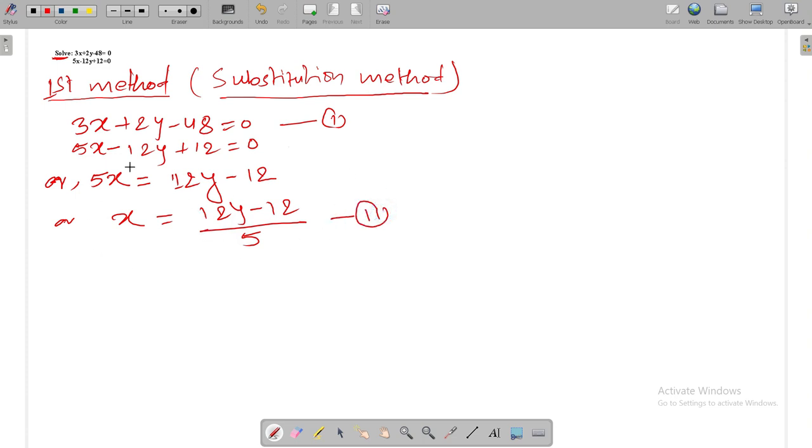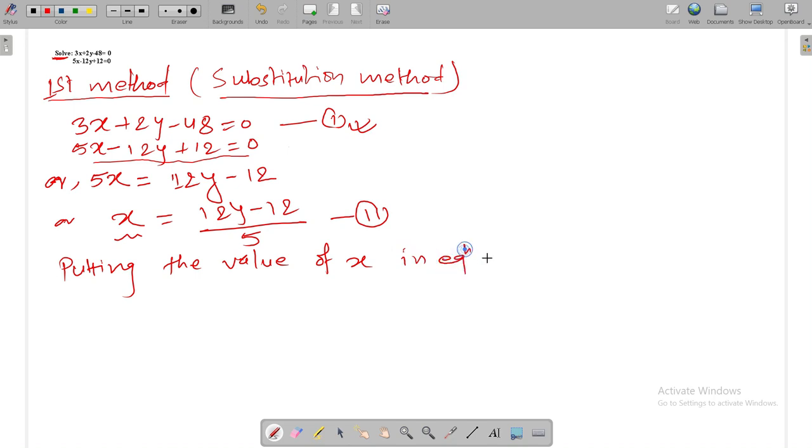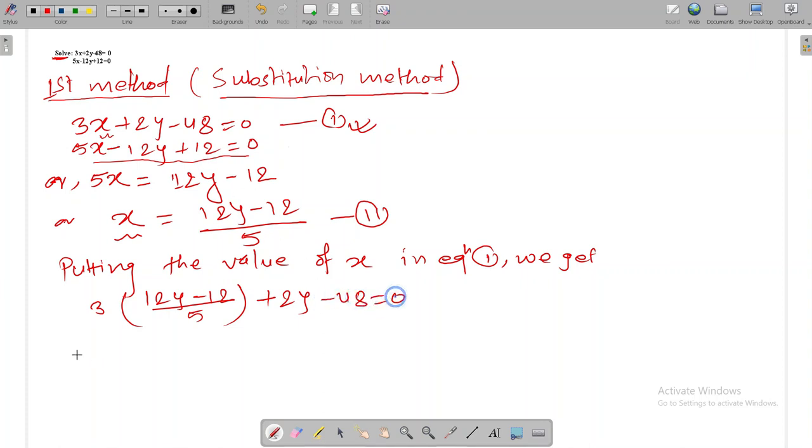We are getting this value of x from this equation. Now we are going to substitute this value of x in equation 1, so it is called the substitution method. Putting the value of x in equation first, we get 3 as it is, and in the place of x we substitute (12y minus 12) by 5, plus 2y as it is, minus 48 is equal to 0.